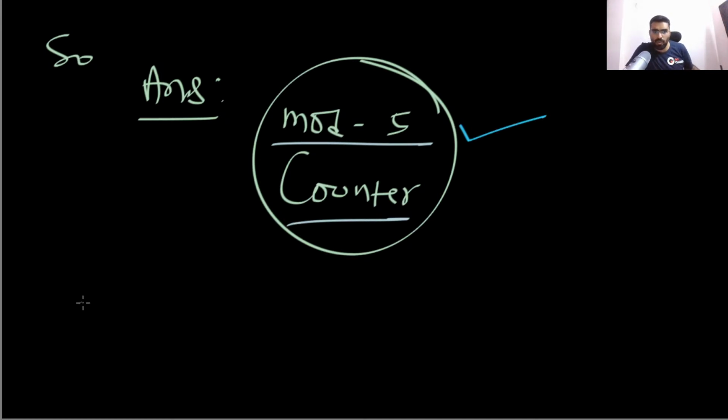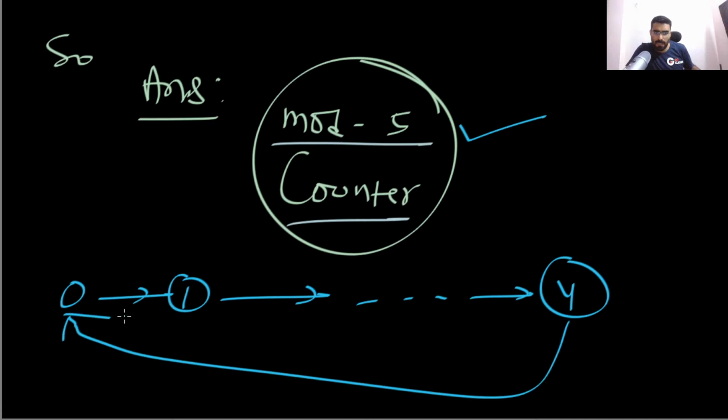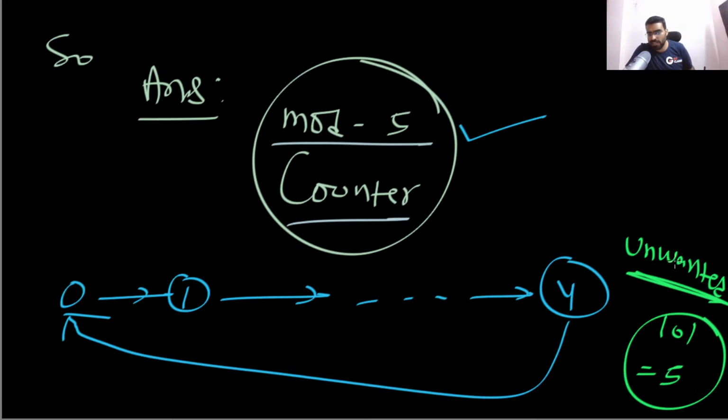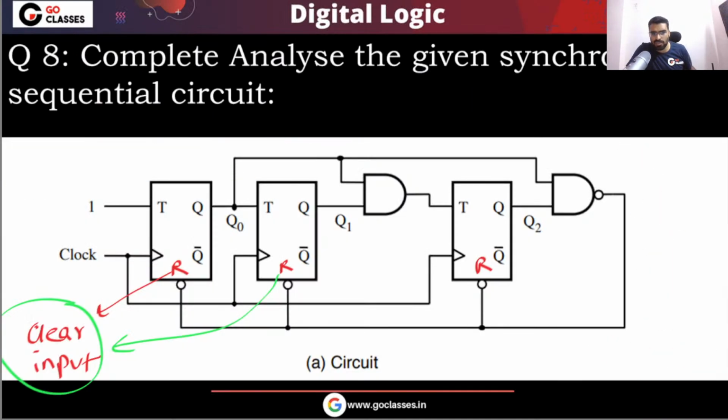So this is actually a mode 5 counter, meaning it counts from 0 to 1 and so on till 4, and then 4 to 0. And remember, that is unwanted. The unwanted state is this 5, 101 equal to 5. This was an unwanted glitch. Please tell me, is this point clear to everyone? This is a very nice question. Did you understand this question?